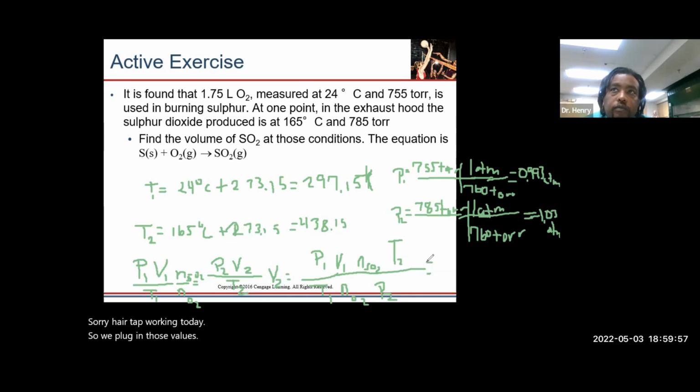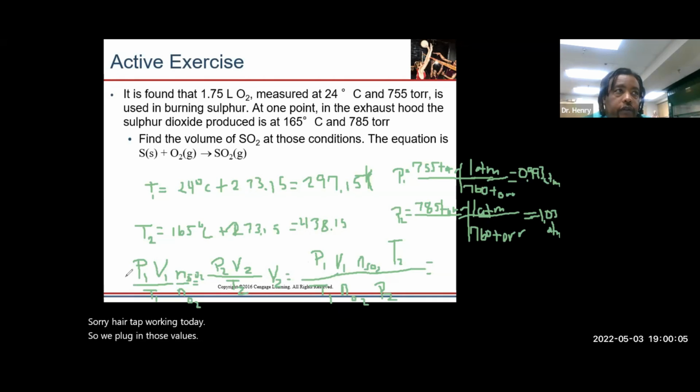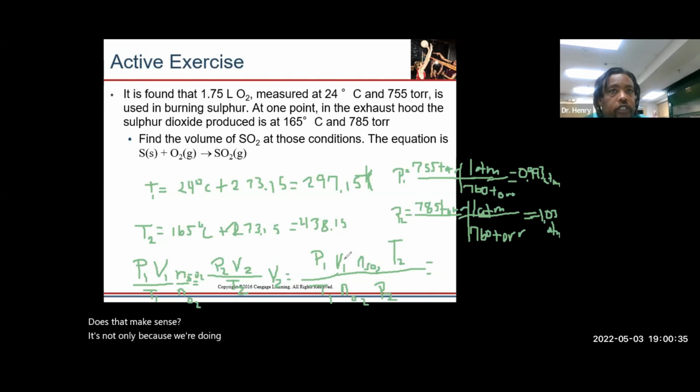That wouldn't be switched though? Wouldn't it be P2 on the top and T2 on the bottom? No, because we have V1 over here, right? P1 V1 over T1, and then when we bring this over to the other side, that's going to bring the T up top, T2 over top. Does that make sense? Because you're doing the mole-to-mole ratio? Well, it's not only because we're doing the mole-to-mole ratio. We have the mole-to-mole ratio incorporated here, right?